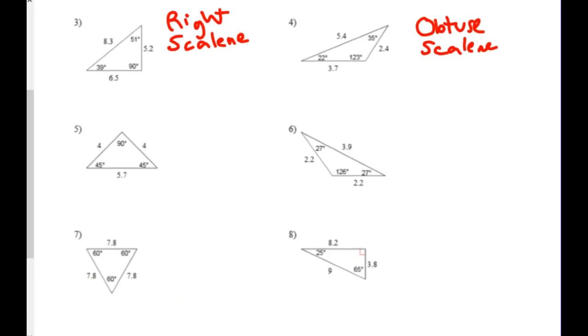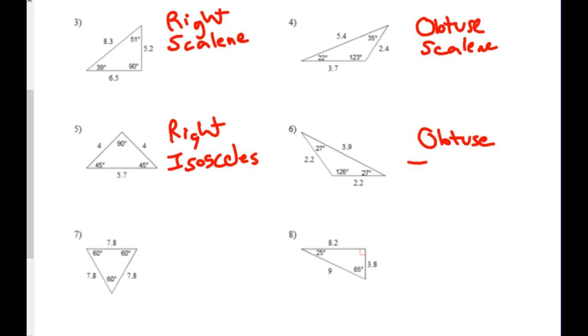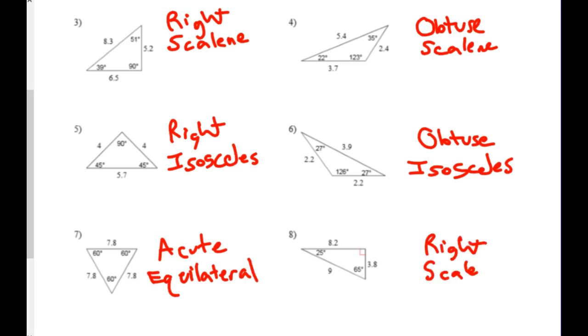Okay, looking at the next one, number 5, one of the angles is 90, so that is right. And 2 sides are the same, so that's isosceles. On number 6, 1 angle is greater than 90, so that's obtuse. 2 sides are the same, isosceles. Number 7, the angles are less than 90, that's acute, and all the sides are the same, equilateral. Then number 8, 1 angle's right, that's right, and the sides are all different, that's scalene.